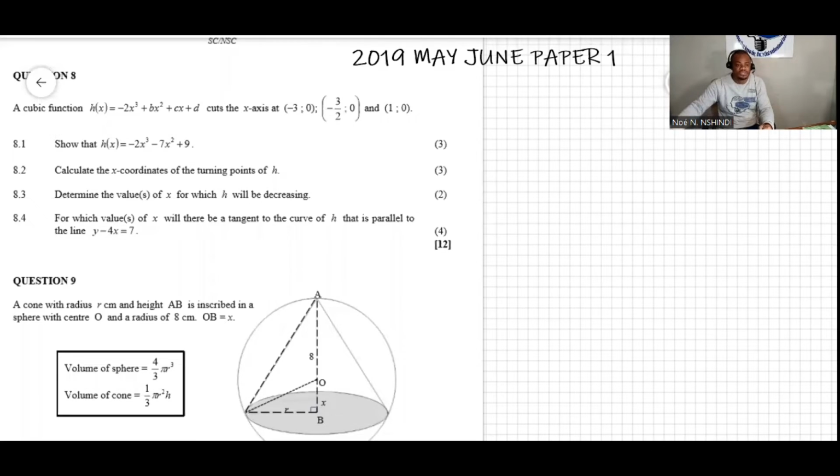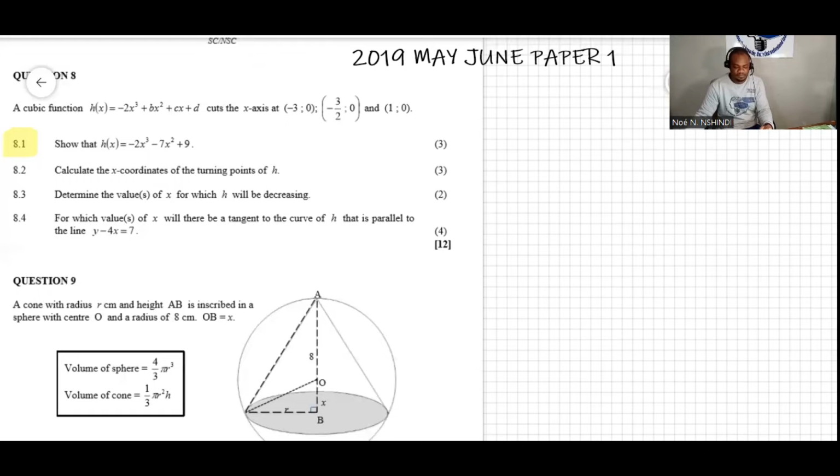Well, we have another question here, question 8. The question says that a function h of x equal to negative 2x cubed plus bx squared plus cx plus d cuts the x-axis at negative 3, 0, negative 3 over 2, 0, and 1, 0. Now, question 8.1 says show that h of x equal to negative 2x cubed minus 7x squared plus 9.